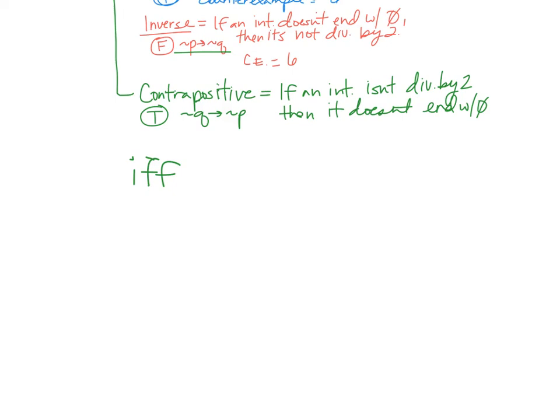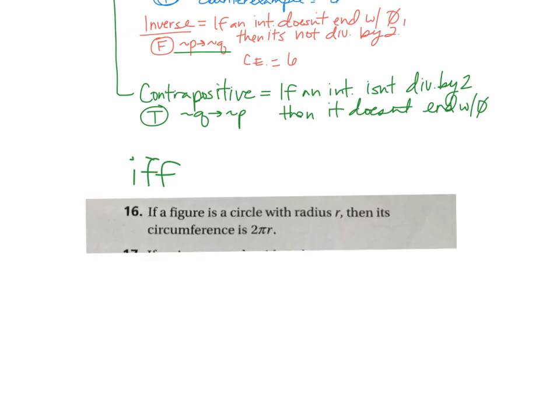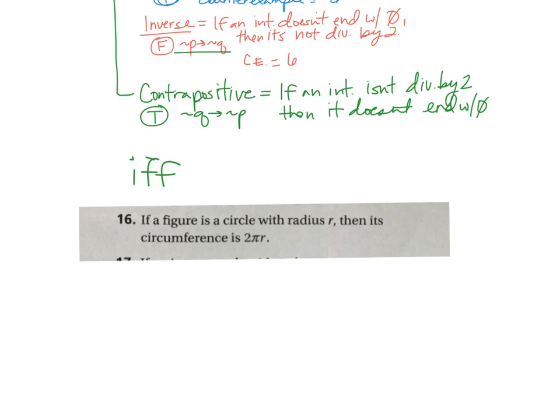Let me see if I can find a good example for you real quick. All right, here's one for you. If a figure is a circle with radius r, then its circumference is 2 pi r. If you reverse that, if a figure has a circumference of 2 pi r, then the figure is a circle with radius r. Both of those are true, so you take out the if, take out the then, put in an if and only if. So a figure is a circle with radius r if and only if its circumference is 2 pi r.